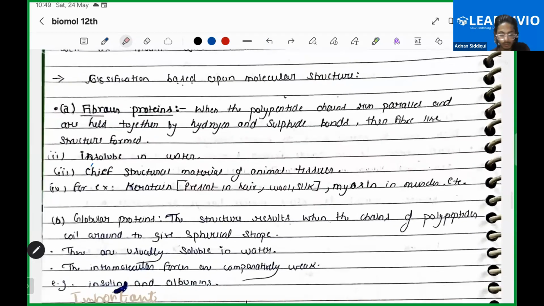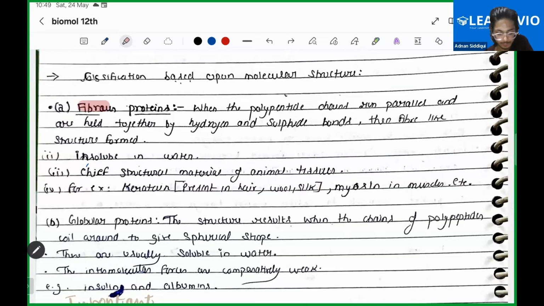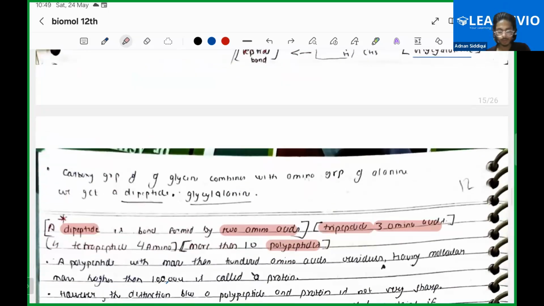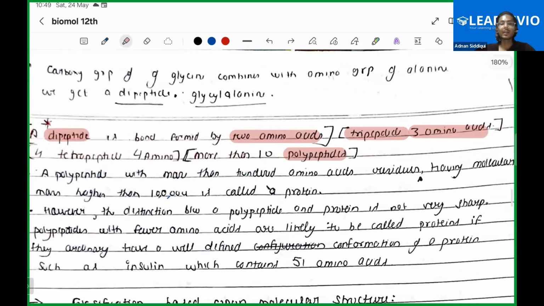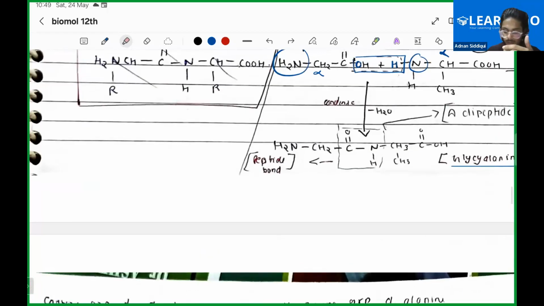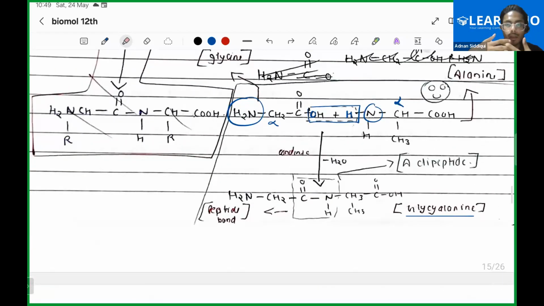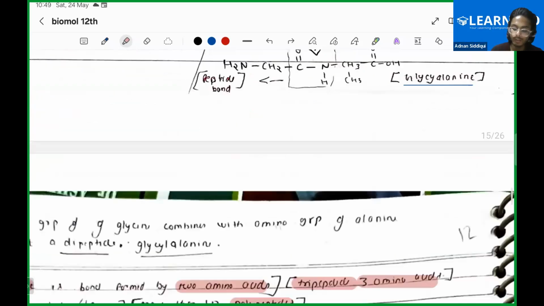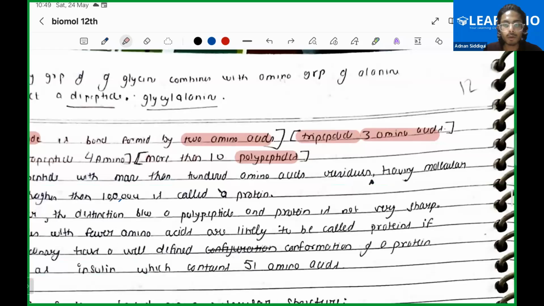Let us talk about what they have to offer. First of all, fibrous protein. Here the polypeptide chains run parallel. What are polypeptide chains? If we have connected 10 or more amino acids with each other, here we connected only two, in a similar way, bringing the amino acids closer and eliminating H2O, again H2O, again H2O, and I have made a chain of 10 amino acids or more, then I will call it a polypeptide chain.